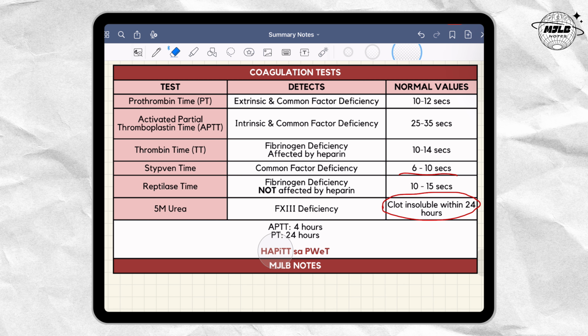So, if you have this whole table memorized in your head, madami na kayo masasagutan sa board exam kasi there are quite a few questions regarding these coagulation tests and also yung mga mixing studies as well. So, take note of that.